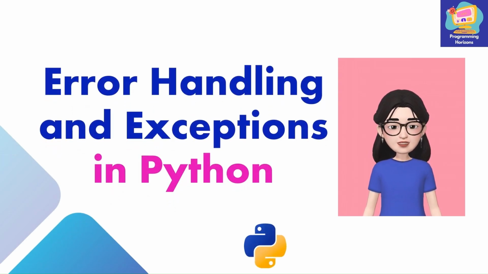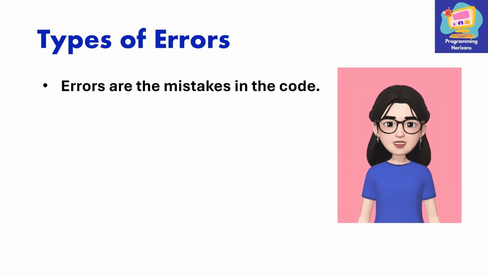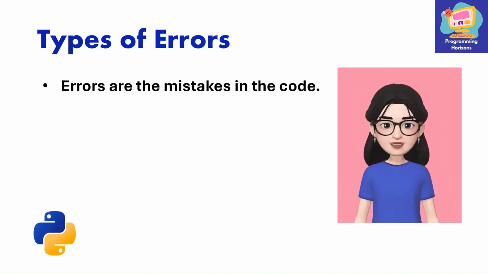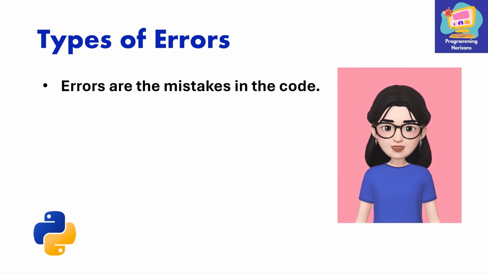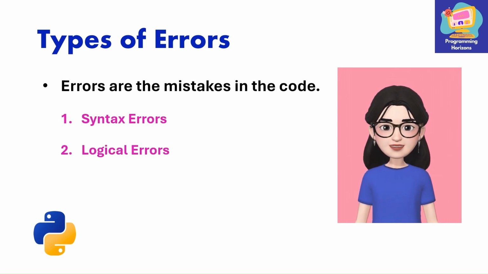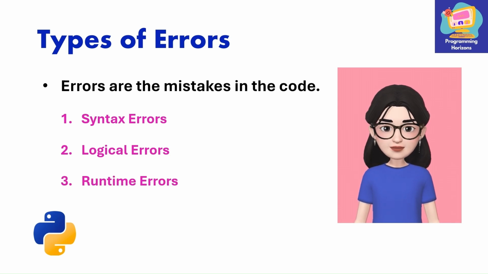In this video, we are going to learn about an essential programming skill which is error handling and exceptions in Python. So let's get started. Errors are the mistakes committed while writing the program code. Normally we encounter three main types of errors. These are syntax errors, logical errors, and runtime errors.